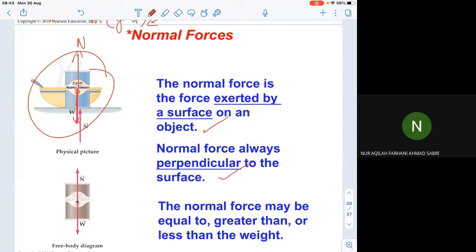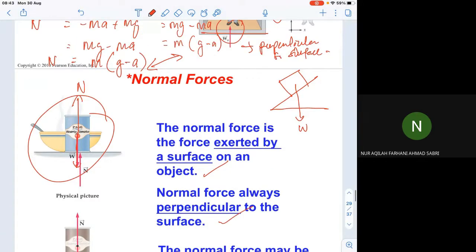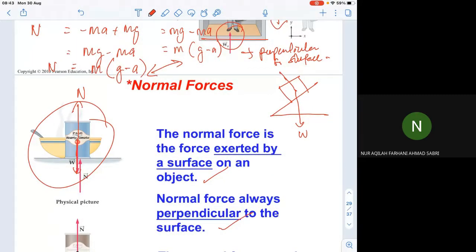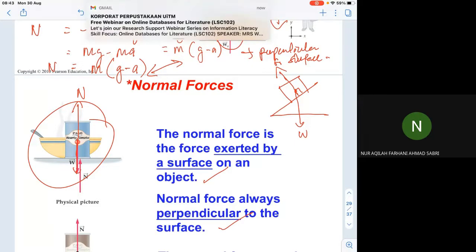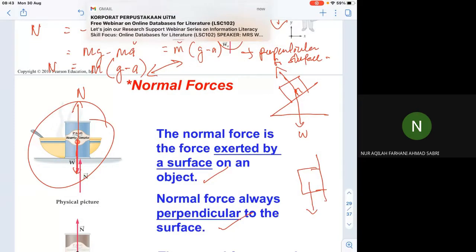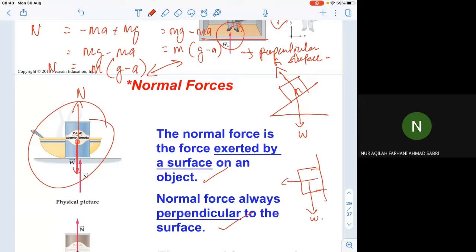But as you can see, if there's an inclined situation, W is always downwards, and where is the N? N should be here, 90 degrees with the surface. So N depends on the surface. If you hang it on the wall, W is always downwards, and N should be here. Of course, there will be other forces involved, maybe friction, but you need to know the concept that the normal force is always perpendicular to the surface.